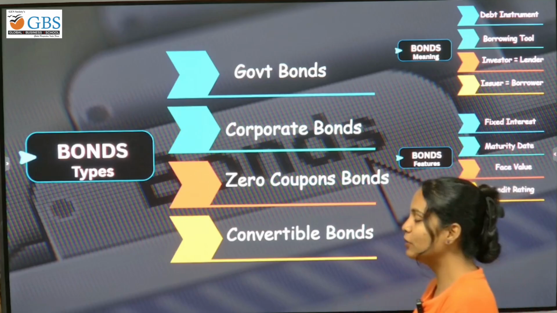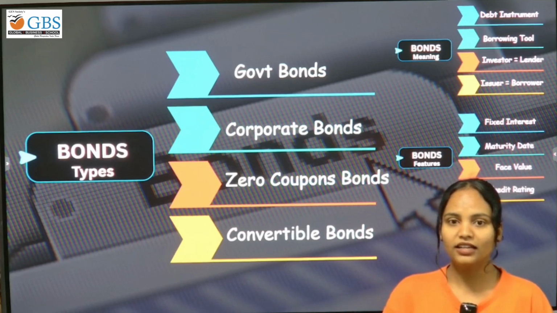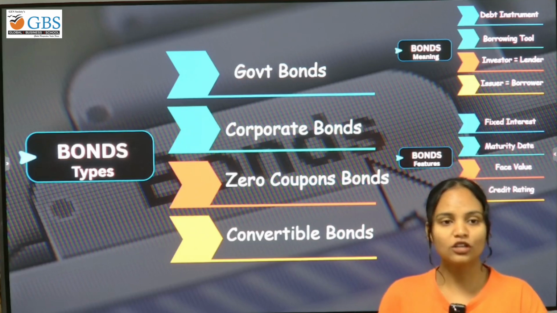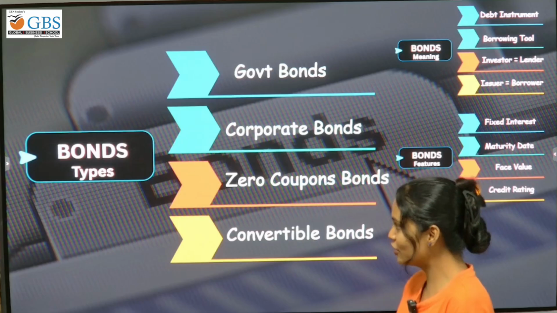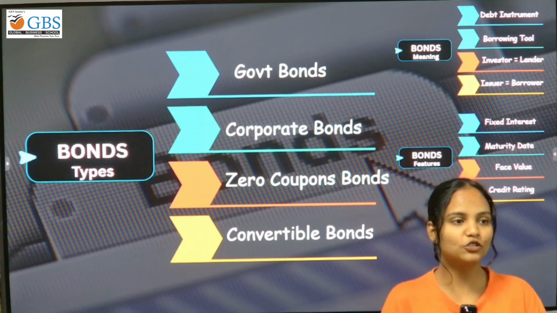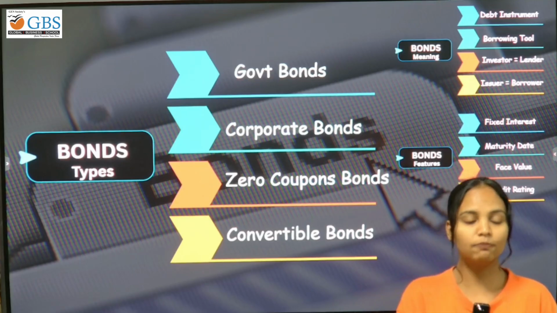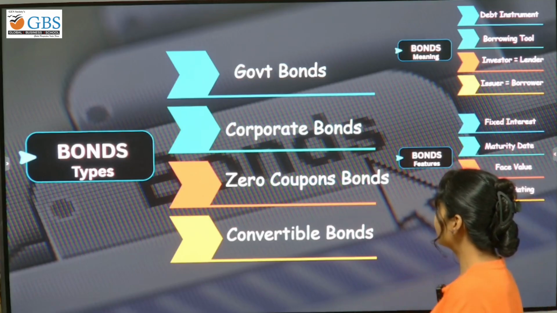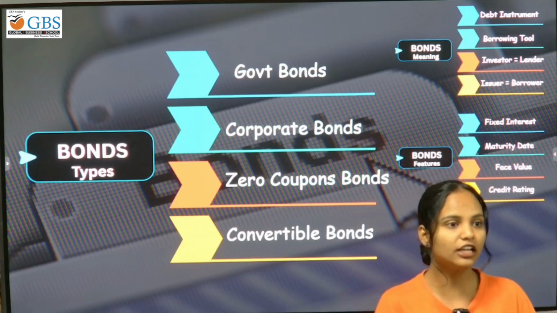And the zero coupon bonds are nothing but bonds issued at a discounted price. At the time of redemption, they will be redeemed at the face value. And next comes the convertible bonds. Here the bonds can be easily converted into shares.